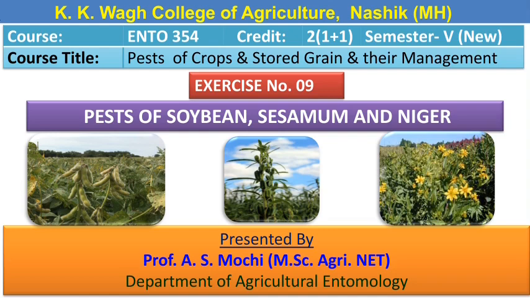Today we are going to learn about exercise number 9, that is the pests of soybean, sesame and Niger. This exercise is included in the course ENTO 354 for the 5th semester new. These soybean, sesame and Niger are all important oilseed crops.